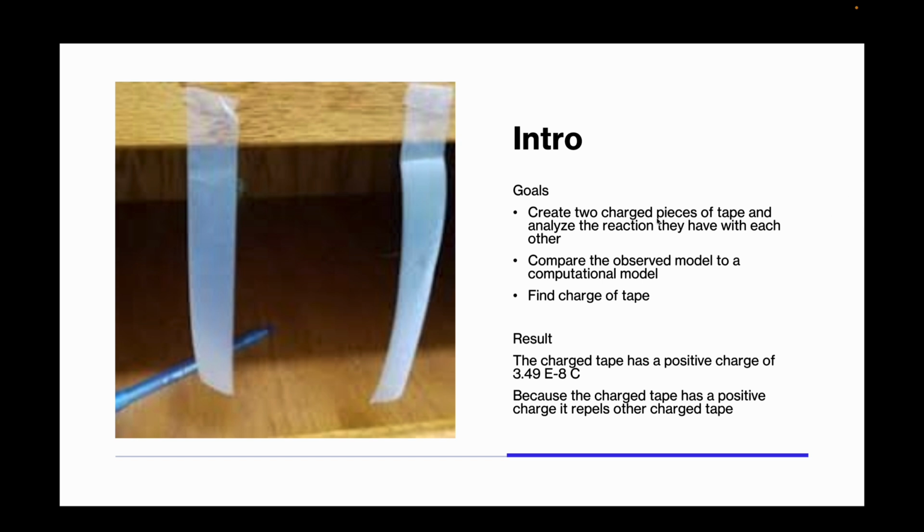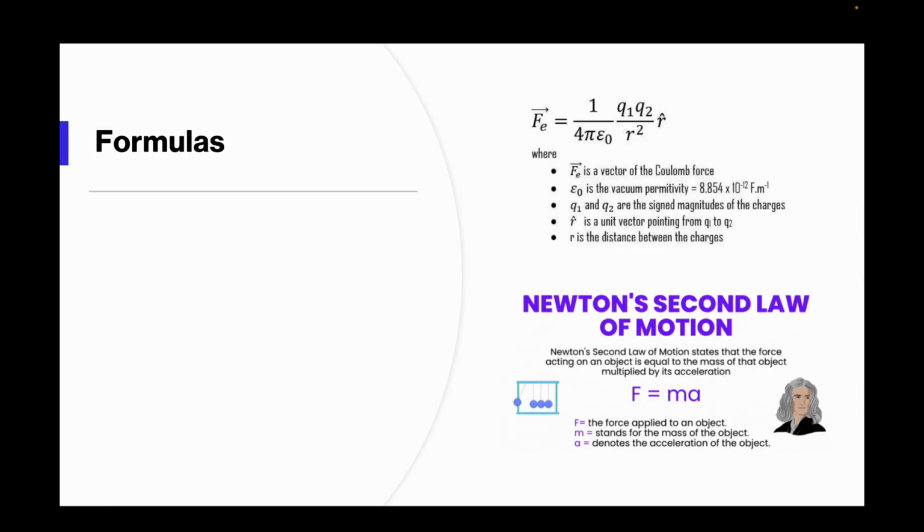So the intro. The goals for this experiment were to create two charged pieces of tape and analyze the reactions they have with each other. Then we compared the observed model, which is the experiment that we did in person, with a computational model, and tried to determine the charge on each piece of tape. The results of this lab showed that the charged tape had a positive charge of 3.49e-8 coulombs. Because the charged tapes had a positive charge, we noticed that they repelled each other when they were brought close to each other.